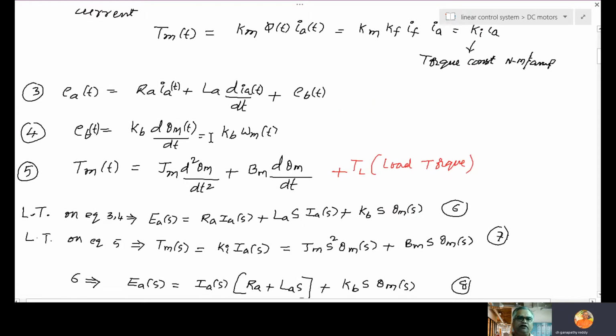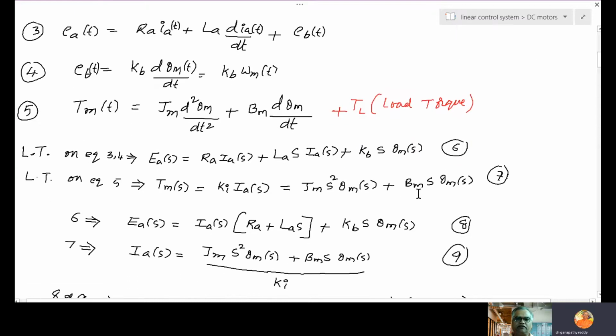But what is KB of t? Is it KB omega m of t, or KB d theta m of t by dt? So what is the Laplace of that? KB times derivative becomes S theta m of S. So after combining equations 3 and 4, after applying the Laplace transform to 3 and 4, we get the sixth equation.